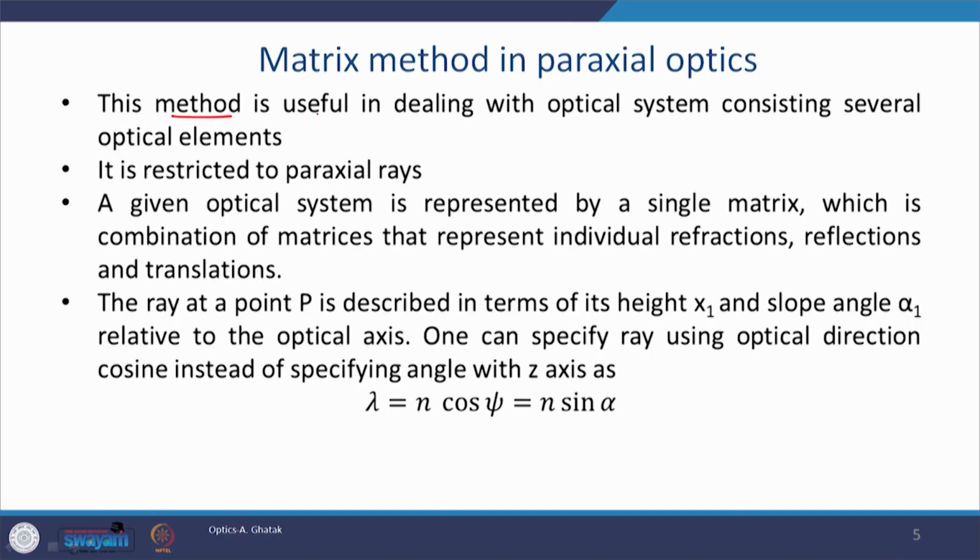This is a method which is useful in dealing with an optical system consisting of several optical elements like many convex lenses, many concave lenses, or a combination of the two. It is restricted to paraxial rays. All this geometrical optics which we are studying, we are studying in the domain of paraxial optics. Paraxial optics means we are only considering the rays which are close to the lens axis and which make very small angles with the lens axis.